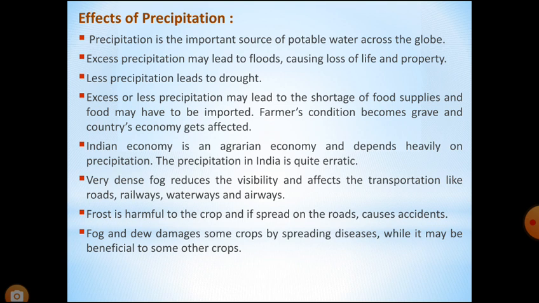Very dense fog reduces the visibility and affects the transportation like roads, railways and waterways and airways. Children, very dense fog reduces the visibility, we can't see the other side, and it affects transportation. Frost is harmful to the crop, and if spread on the road causes accidents. We can't see who is next to us. Fog and dew damage some crops by spreading diseases, while it may be beneficial to some other crops.